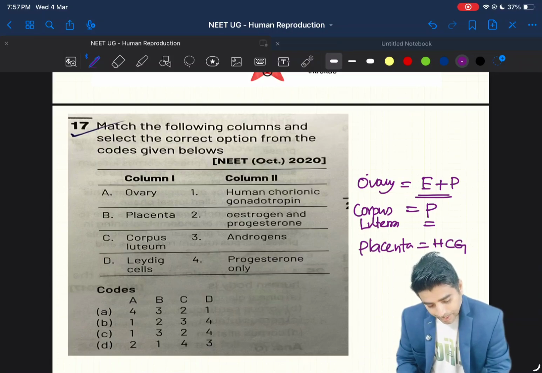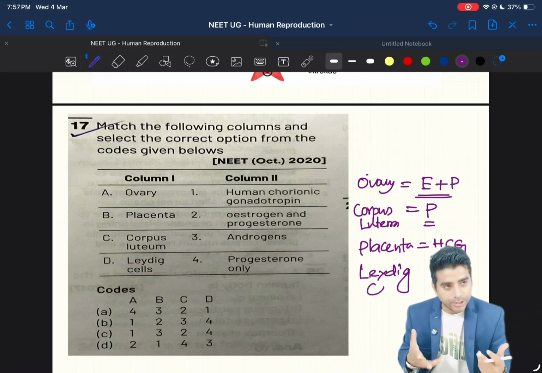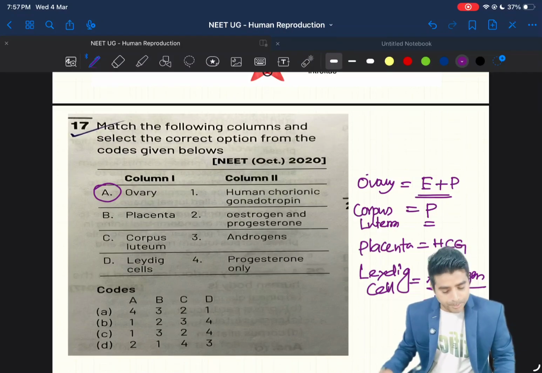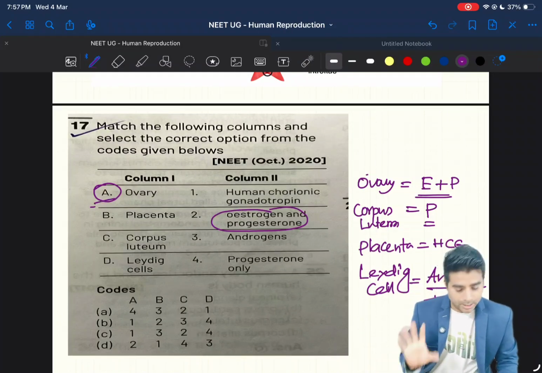And then placenta is HCG, human chorionic gonadotropin. And there is the Leydig cell. Remember, it is a very important cell. Leydig cell, it produces androgen or testosterone. Too important. You need to remember either it is androgen or it is testosterone.